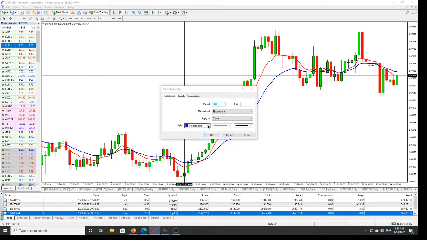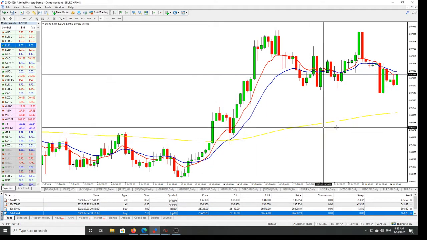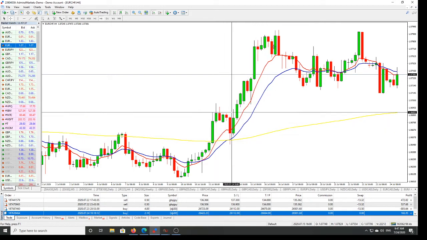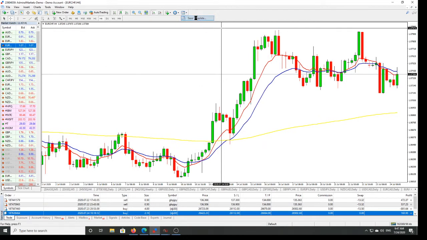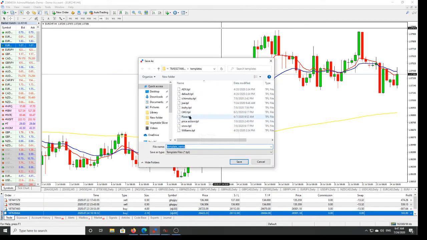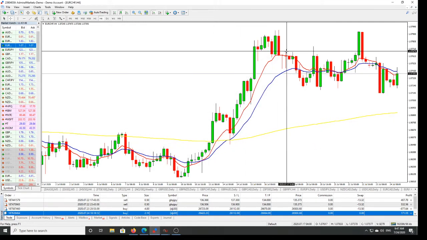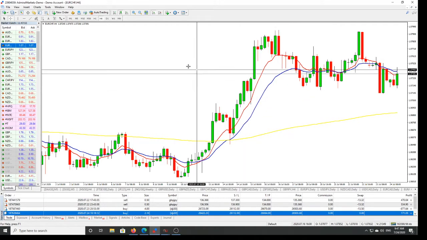Okay, so I'm going to add the 200, let me make that yellow so that you have a bigger picture to tell you whether you are in a bull market or you are in a bear market. And I'm going to save the template again. I'm going to save it. Yes. So you can do that as well to tell you the state of the market.